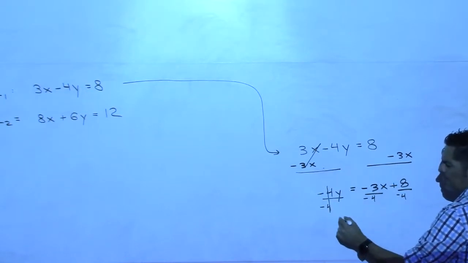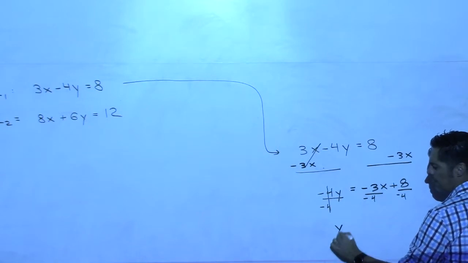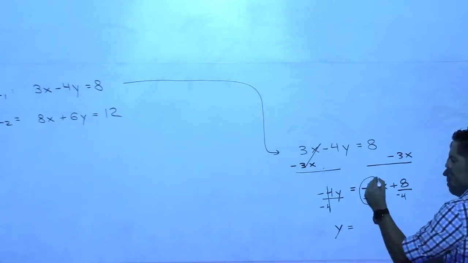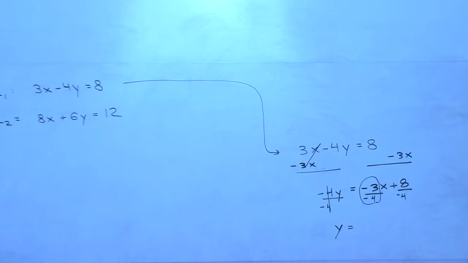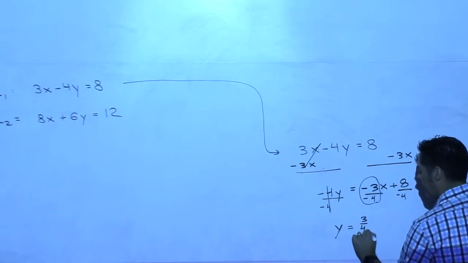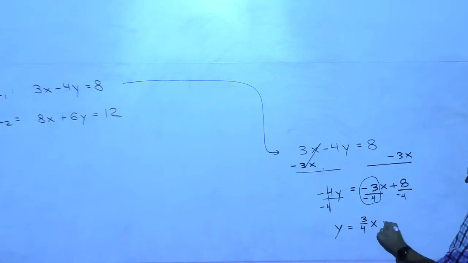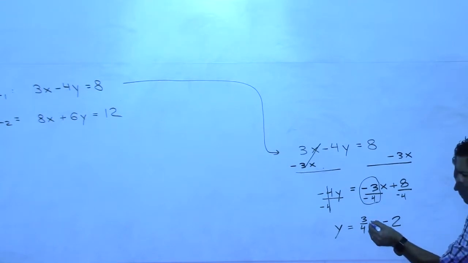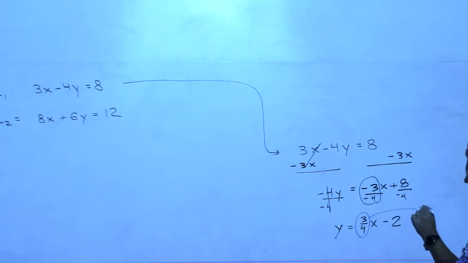What's my left side now? Y. What about this? Negative 3 over negative 4. A negative over a negative is positive, so this is positive 3/4 x. And this right here is negative 2, since 8 divided by negative 4 is negative 2. Doing this, we can see what the slope is now. That's m1, the slope of our first line. Question? You good?